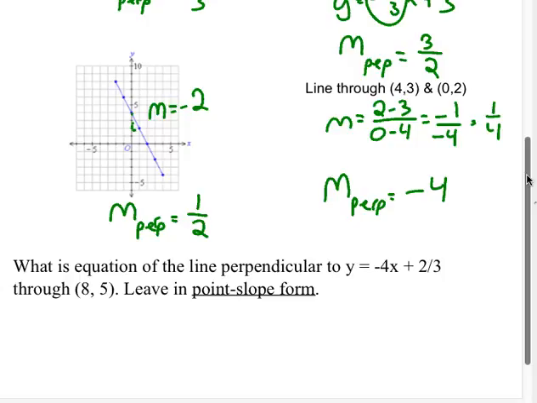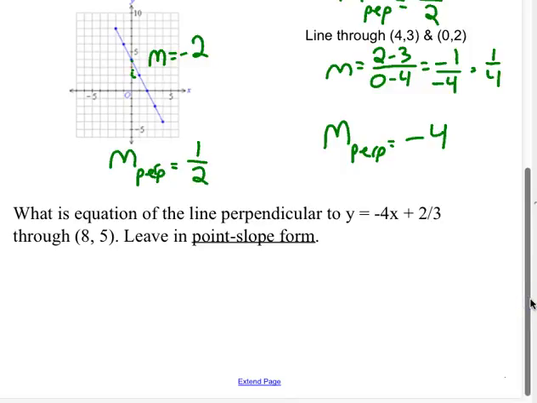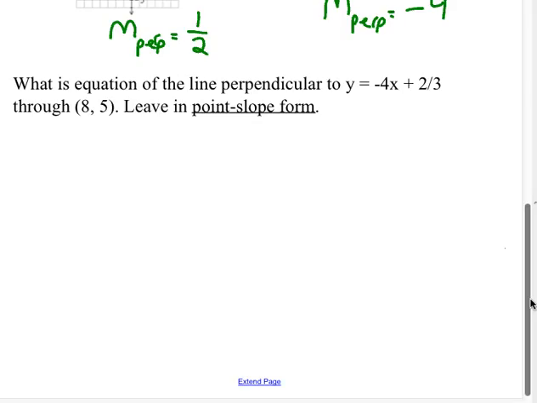Okay, so the first thing is, can you identify the perpendicular slope? Okay, once you're good at that, then we can dive into the harder thing about making equations. Okay, so let's talk about forming equations. What is the equation of the line perpendicular to y equals negative 4x plus 2/3 through 8, 5? Leave in point slope form.